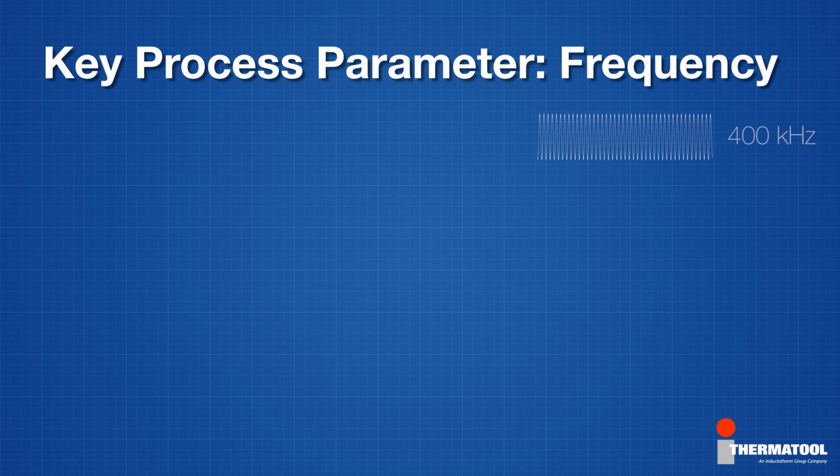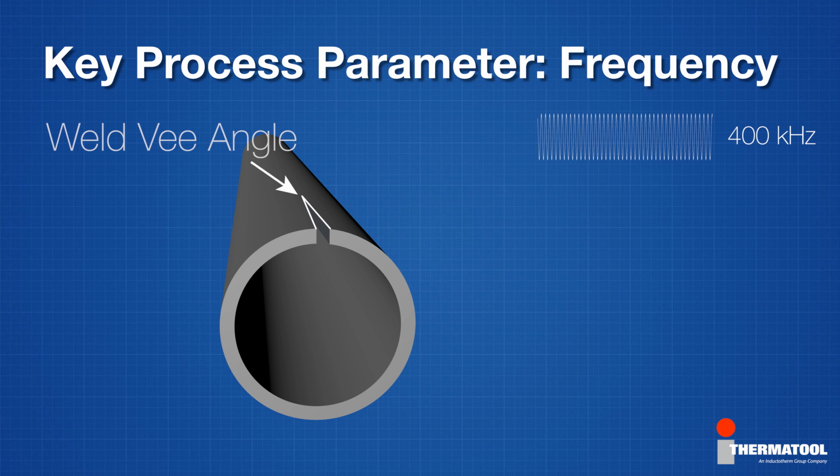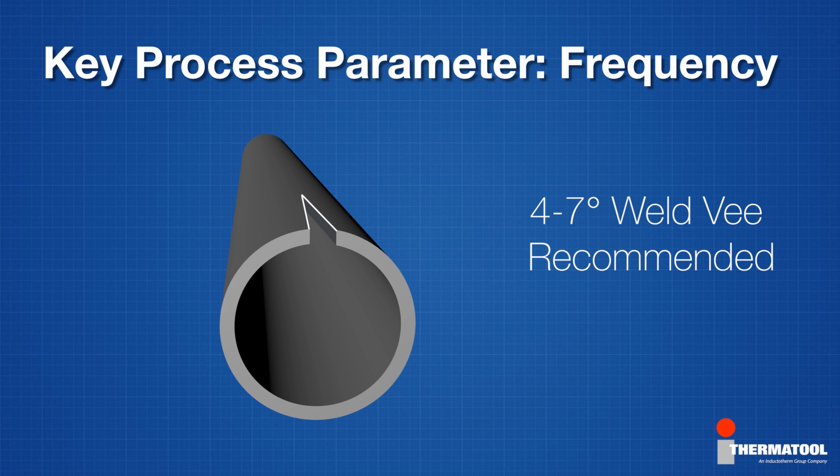When welding at higher frequencies, the proximity effect can be controlled in part by adjusting the weld V angle. At narrower angles, proximity effect plays a larger role along the entire length of the weld V. And at wider V angles, proximity effect is lessened, allowing frequency to drive the control of current distribution at the strip edges through skin effect. Thermatool recommends a weld V of 4 to 7 degrees for most HF welding applications.